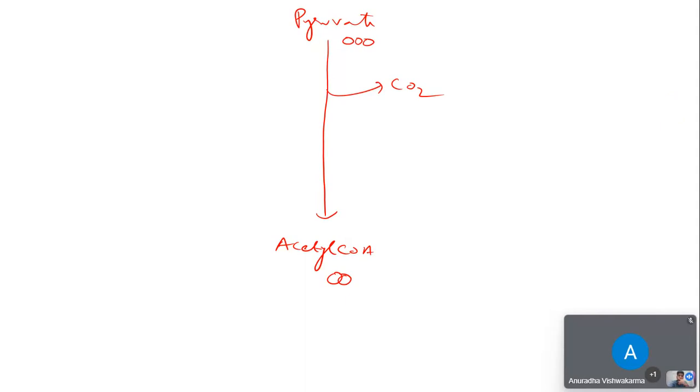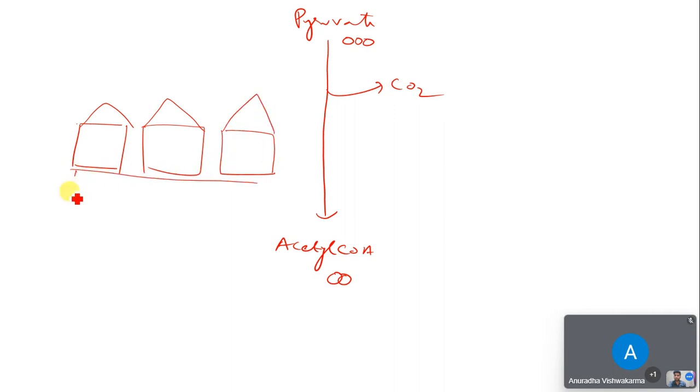Now, can you name the enzyme here? There are three enzymes. The complex is called pyruvate dehydrogenase complex. Okay. So can you name each of these? Let's name them E1, E2, and E3.